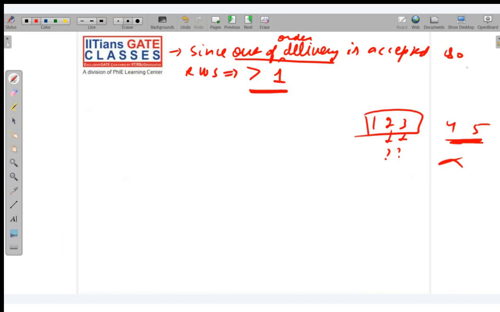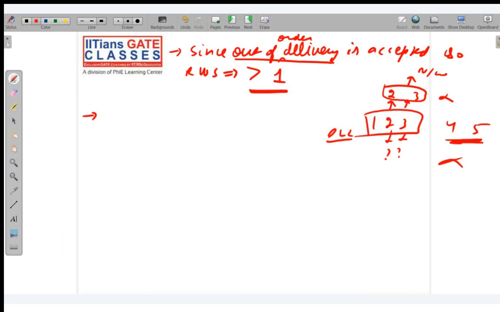Okay, so since out of order delivery is accepted, receiver window size should be strictly greater than 1. Another important point: since out of order delivery is accepted, for example, the window was here 1 2 3, frame number 2 comes first, so you will accept it. Now similarly, frame number 3 comes, you will accept it. So now the question arises whether you can deliver these frames to the network layer or not. This is the data link layer. No, we will not deliver it.